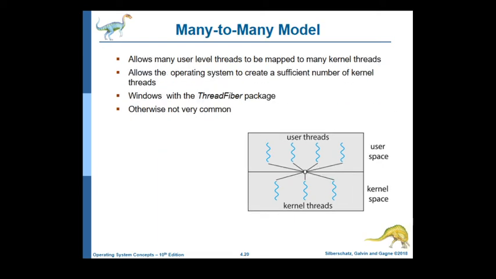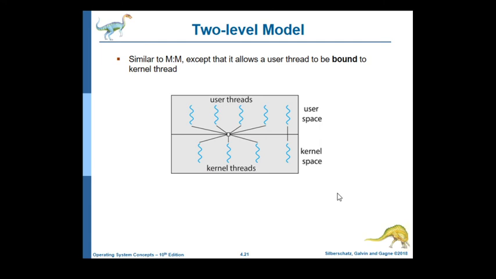The third model is the many-to-many model. This model allows many user-level threads to be mapped to a smaller or equal number of kernel threads. So it allows the OS to create a sufficient number of kernel threads. The last model is the two-level model, which combines the approach of the many-to-many model and the one-to-one model.